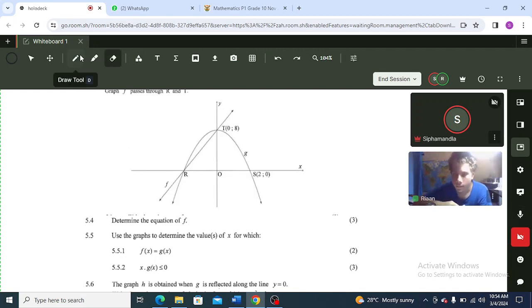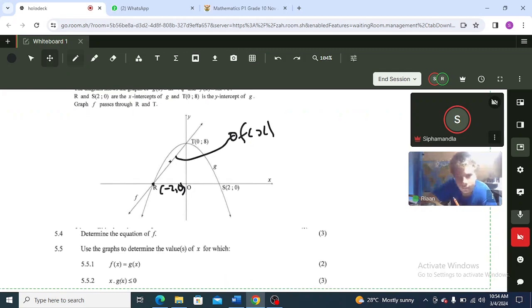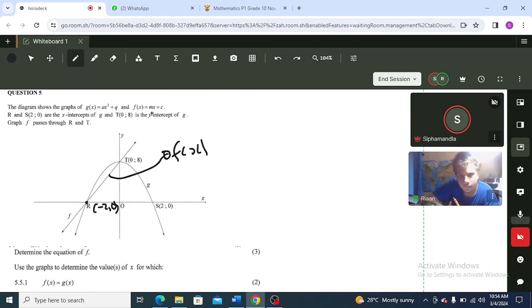So now, for 5.4, they're saying determine the equation of g of x. Now, g of x is the straight line, as you can see here, which is that function. And we already got the coordinates of r, which is (-2, 0). Now, to find the function of g of x, since it is mx plus c, we only need firstly to calculate the gradient. The gradient is the change of y over the change of x.